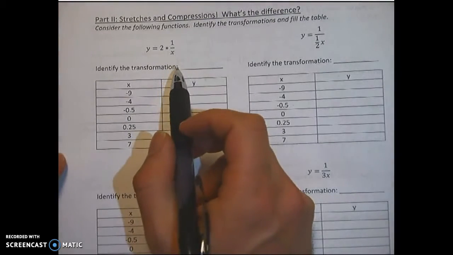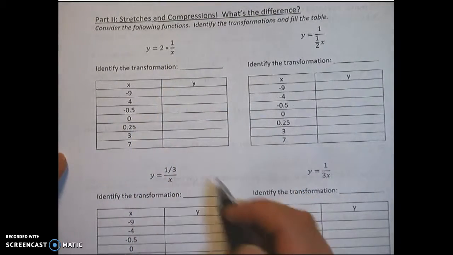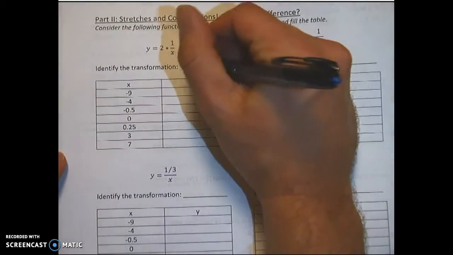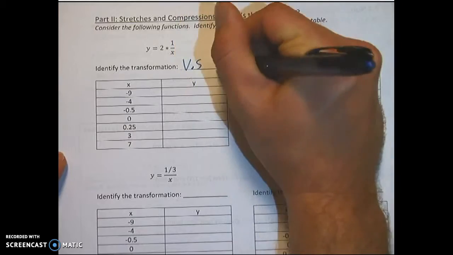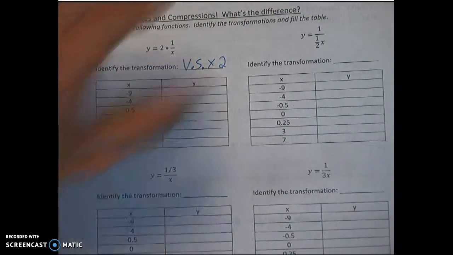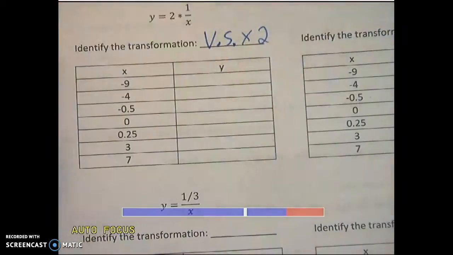And I want to start right here. Y equals 2 times 1 over x. Well, hopefully you recognize that is a vertical stretch by a factor of 2. I just want to generate a table of values for that really quick.